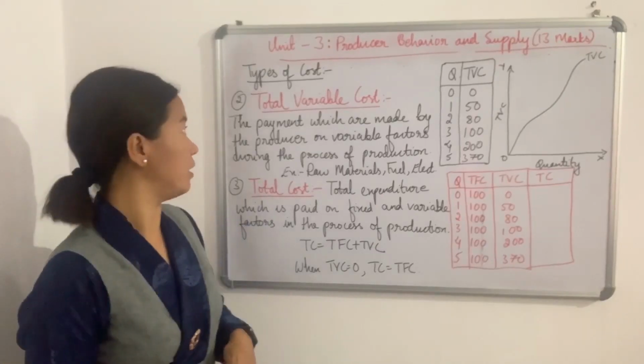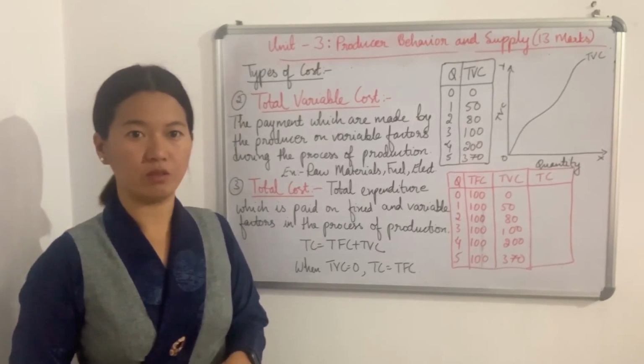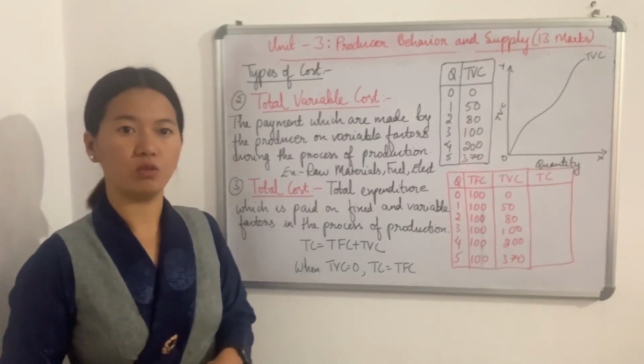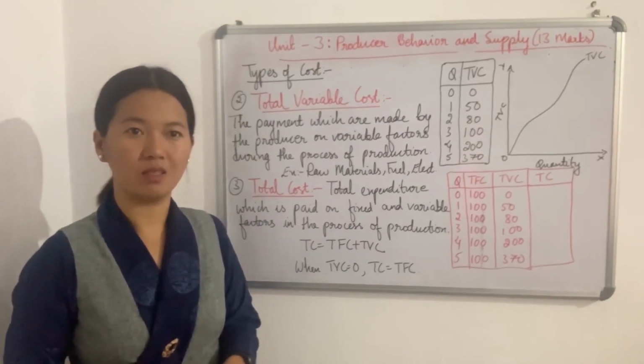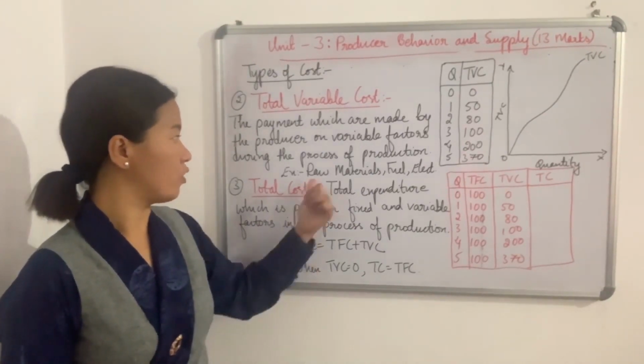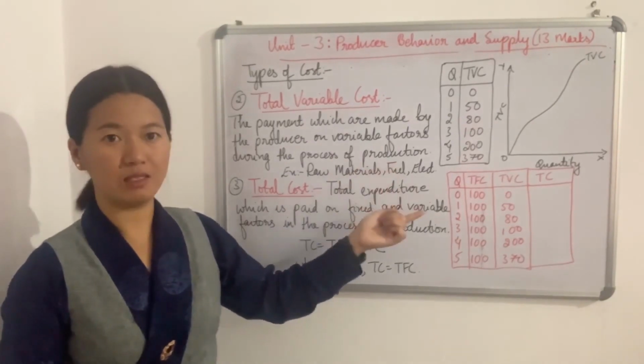The second type of cost is total variable cost. These are the costs which are incurred by the producer on variable factors such as raw materials, fuel, electricity.